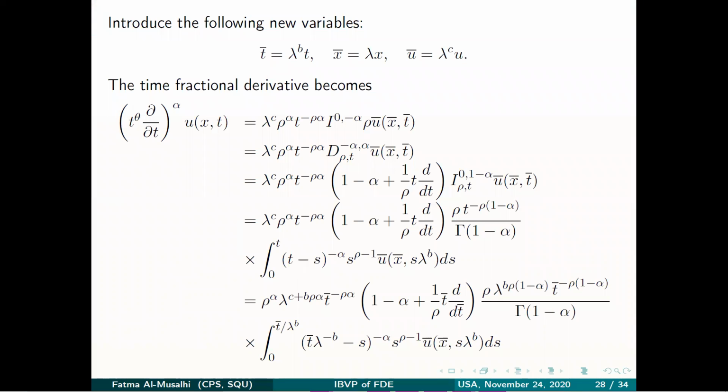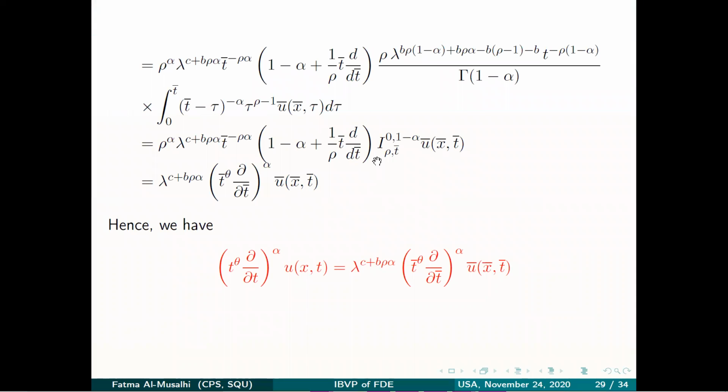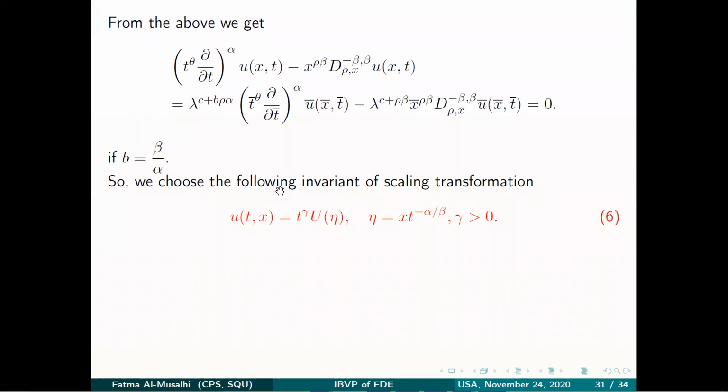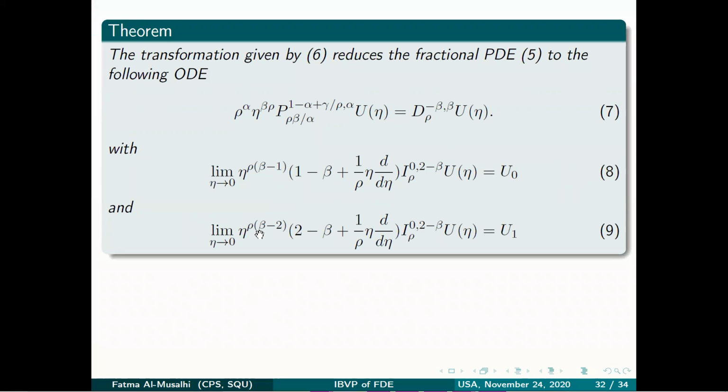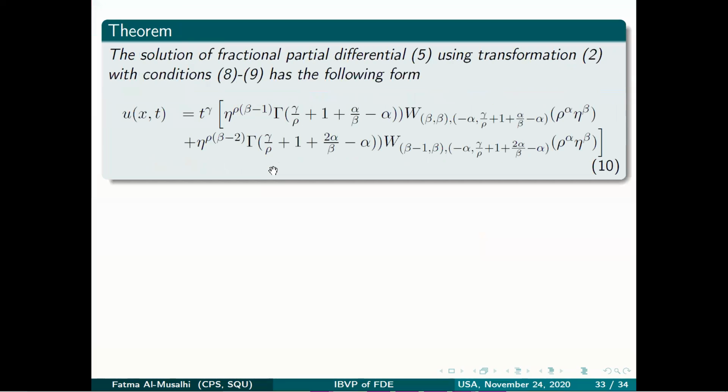So we start by first finding our transformation. We get the same transformation as before, and then substituting back this transformation, our PDE is converted to the ODE, and then we solve the ODE using the successive iteration method. So our solution is written in terms of the Wright function as in the previous problem.